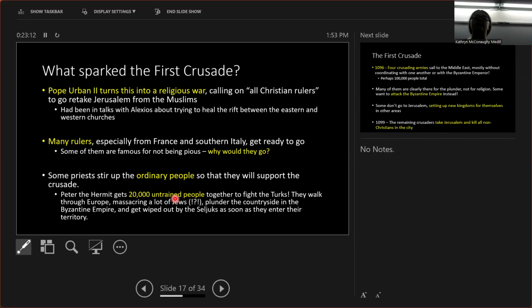Many rulers, especially from France and southern Italy, get ready to go. Now, it's quite notable when you read the list of these names, and if you know anything about the history of the time, some of these rulers of France and southern Italy are well known for not being pious, for not really caring about the Christian faith. Because they're there with 4 different wives and murdering people to get the kingship and all this kind of stuff.